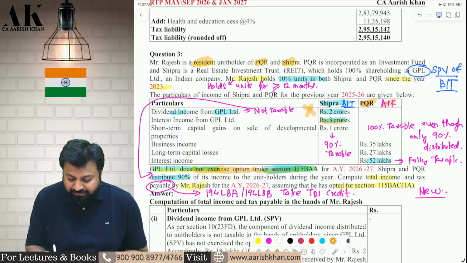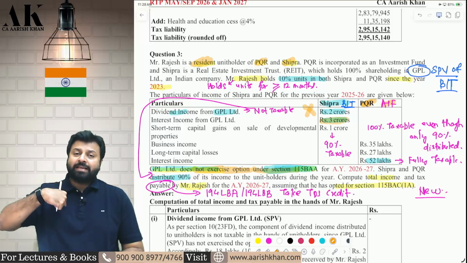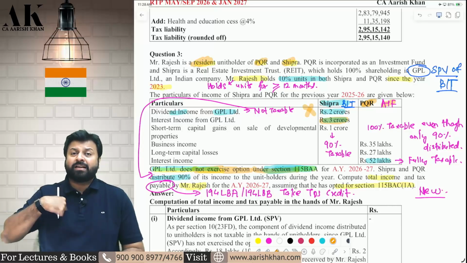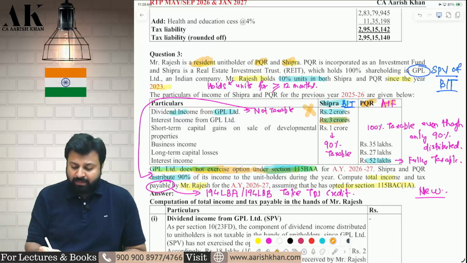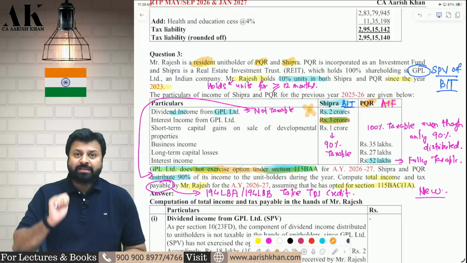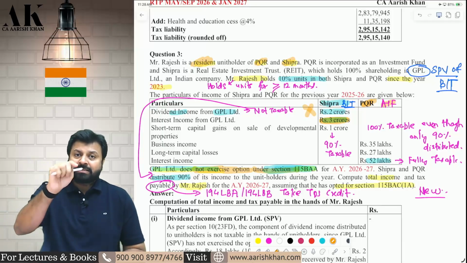What about interest from SPV? Interest from SPV is exempt in the hands of business trust, but in the hands of investor it is taxable. Investor will be liable to pay tax on this. On what basis? On receipt basis. In case of business trust, the income is taxable on receipt basis.